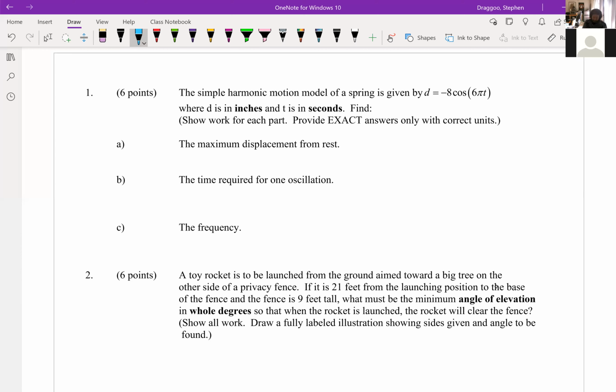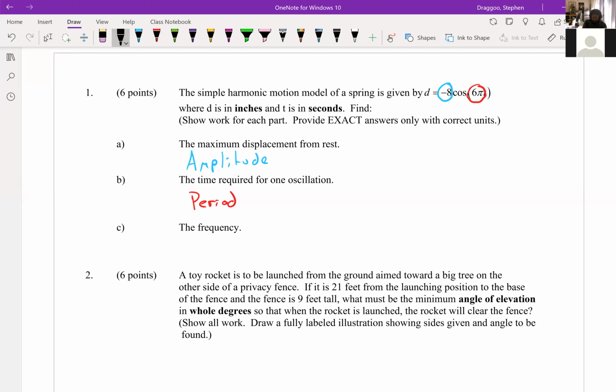Don't get confused by the fancy words we're throwing in here. We're talking about the maximum displacement. That is just the amplitude. And if we're talking about the time required for one oscillation, that's just the period, taking things back to the stuff we did from a few worksheets ago, just with different names. So if we are interested in the amplitude, we care about the number that's out in front of cosine. And if we're interested in the period, we care about the number that's in front of t.